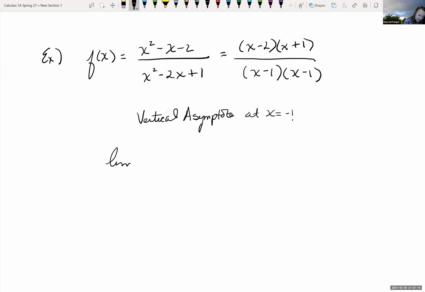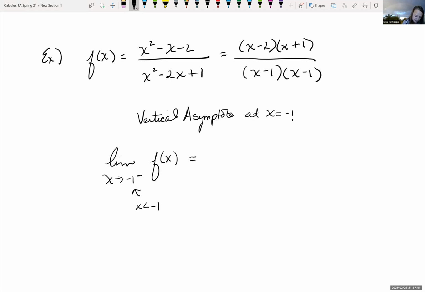So if I'm looking at the limit as x is approaching -1 on the left-hand side, I need to think about what's happening. Is this going to blow up to positive infinity or negative infinity? Well, if I'm plugging in -1 on the left-hand side, these are values of x really close to -1, but less than -1.